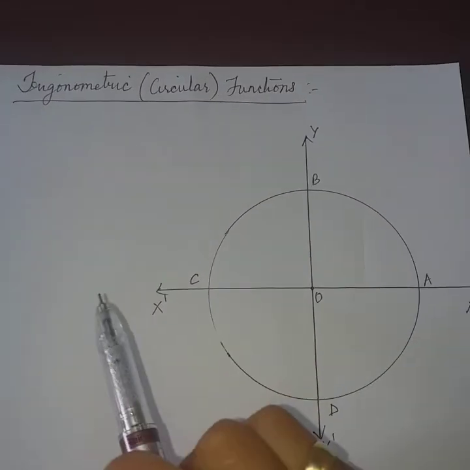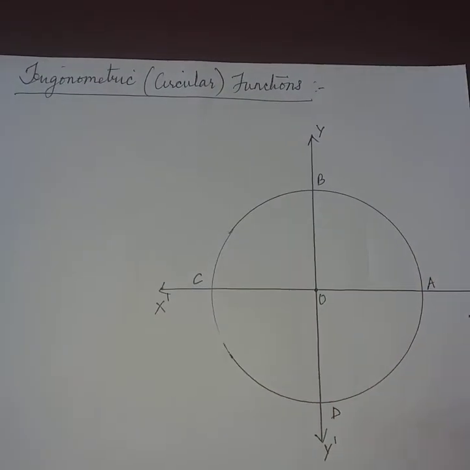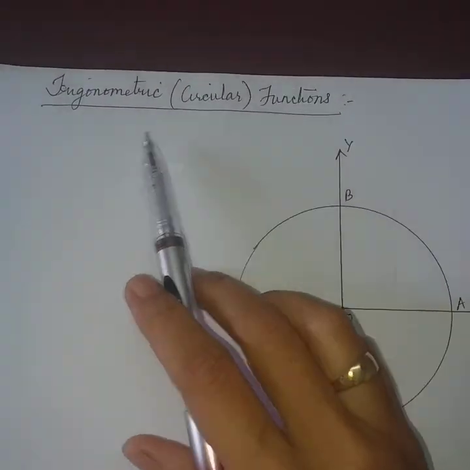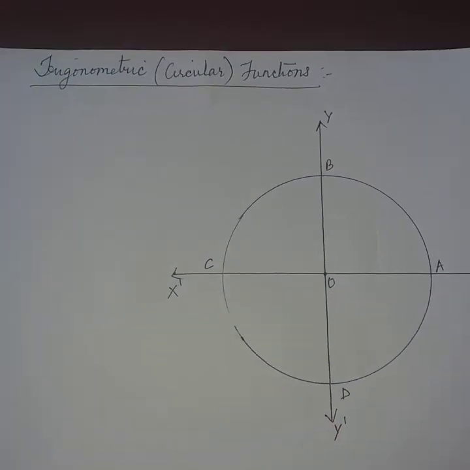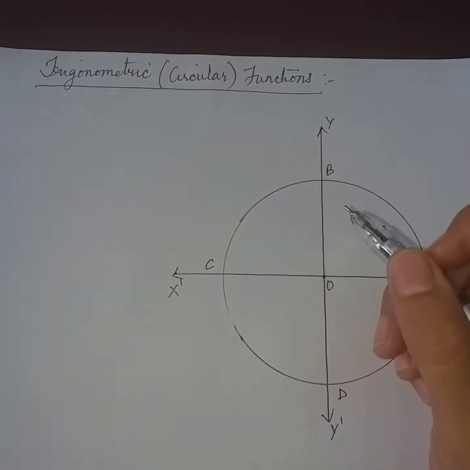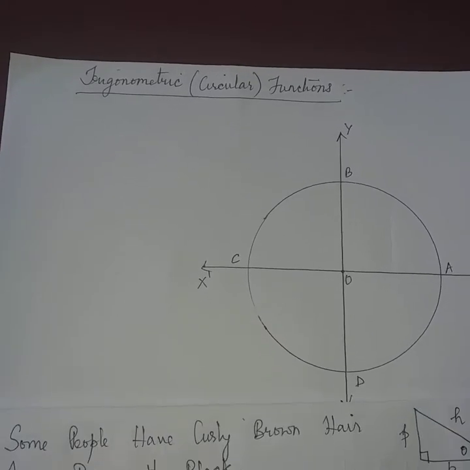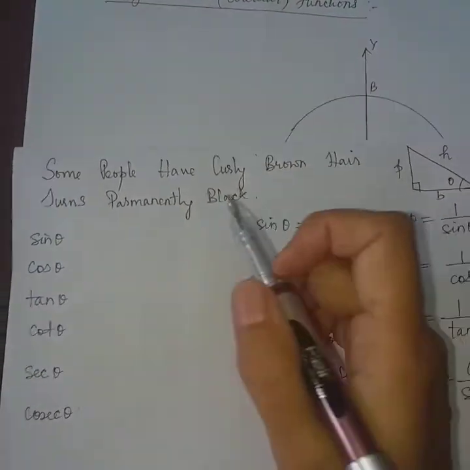Hello students, let us learn trigonometry. In the first part we have learned the measurement of angles, and here we will learn trigonometric or circular functions. In class 9 and 10 we learned trigonometric ratios and their relation with the sides of a triangle.